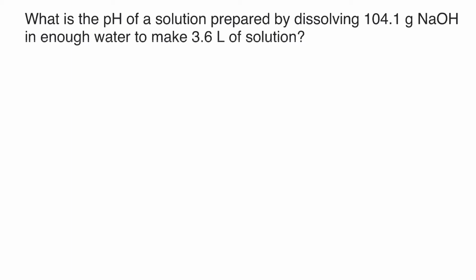All right, here's a question. They're looking for the pH of a solution that's prepared by dissolving 104.1 grams of sodium hydroxide in enough water to make 3.6 liters of solution. So they're looking for pH. One thing that bothers me right away is that this is going to give me a concentration of hydroxide ions. So from this I can get a pOH, and then I'm going to have to subtract to find the pH. But let's go through it.